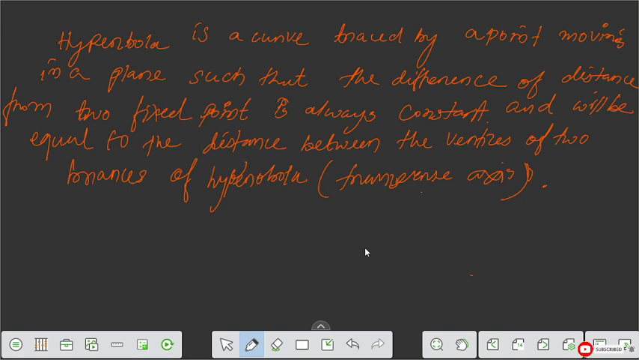So you have to remember eccentricity is less than 1 for ellipse, equal to 1 for parabola, and greater than 1 for hyperbola. These are the main important points. And some special cases: eccentricity is 0 for a circle and √2 for a rectangular hyperbola. This completes the chapter conic section.